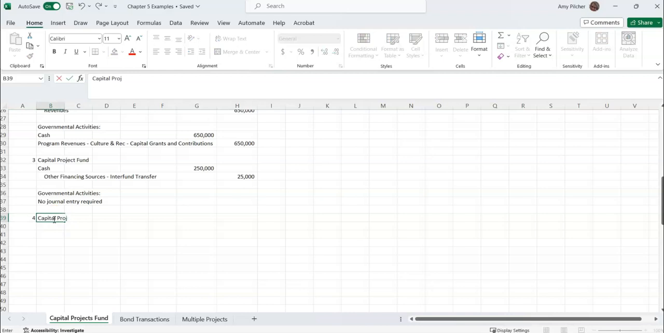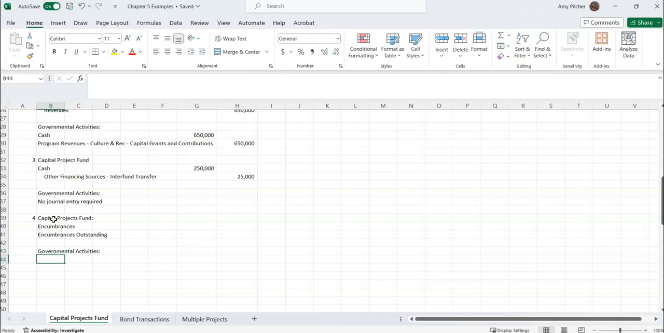So in our capital projects fund, we now have a contract or an encumbrance. And then governmental activities, so no journal entry. So we encumbered $6.8 million for this project. We've told the construction company we will pay them that.